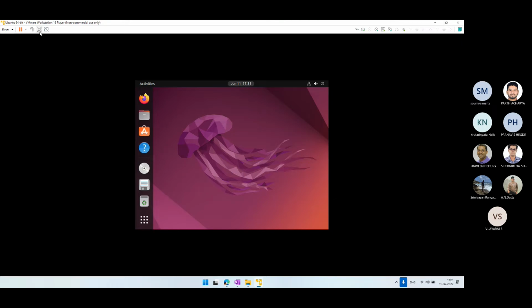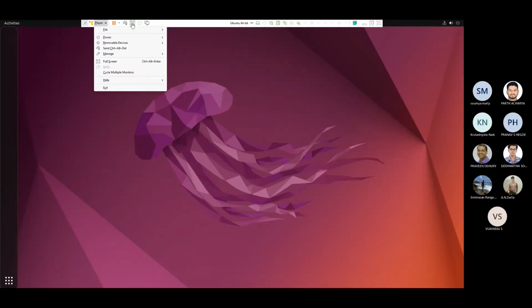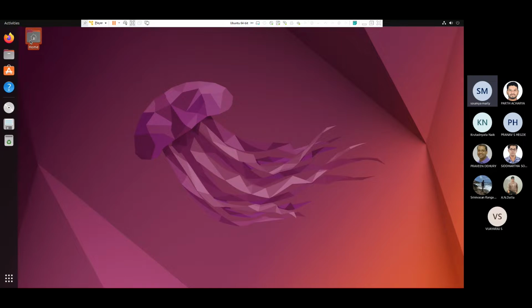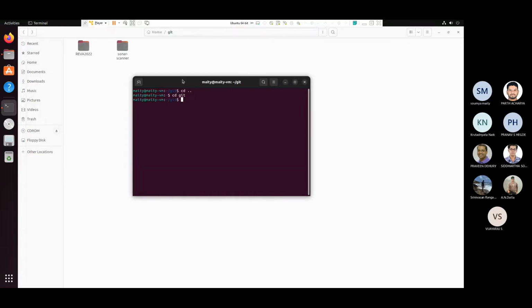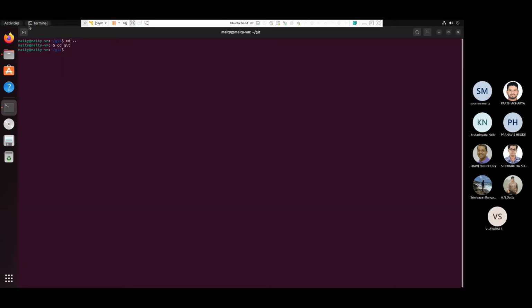Okay, a little bigger. This is the location that I have shared with you guys. The sonar scanner that I have downloaded, right? Let's open this one. You guys can see my screen? Yes. Okay, and I make it bigger.